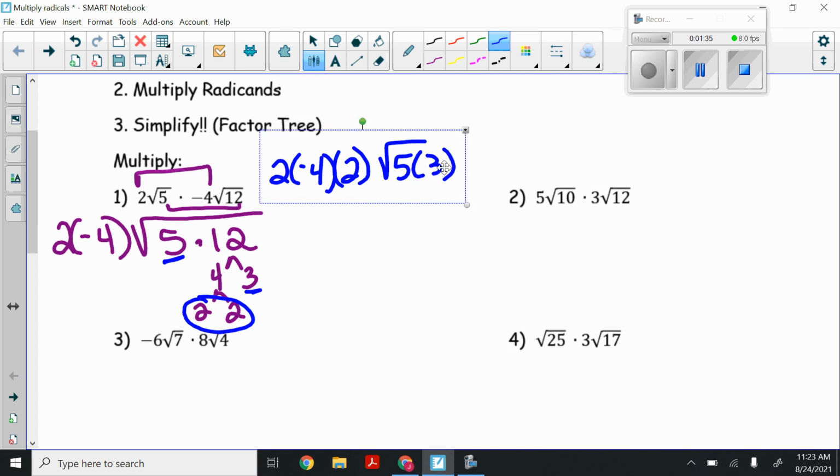So now, outside, I have 2 times negative 4 is negative 8. Negative 8 times 2, negative 16. Underneath my radical, 5 times 3, 15. So my answer, negative 16 square roots of 15.